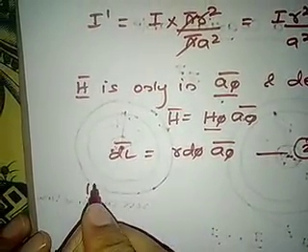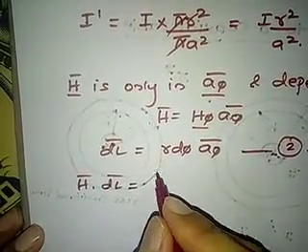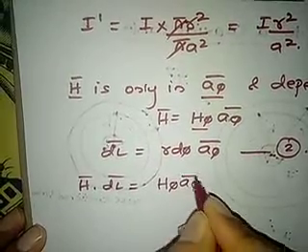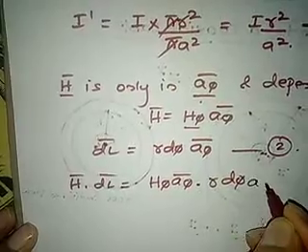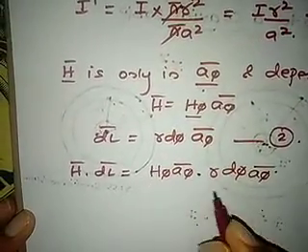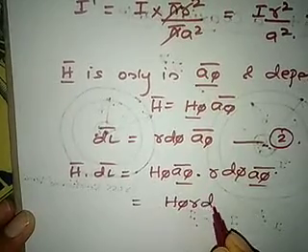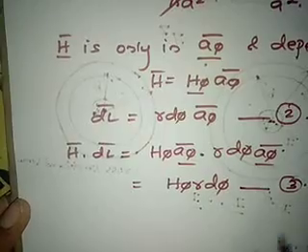Next, take the dot product of h bar and dl bar. The dot product: h bar is h phi a phi bar, dot dl bar is r d phi a phi bar. So a phi bar dot a phi bar is 1, so this will be h phi r d phi. Take it as equation 3.